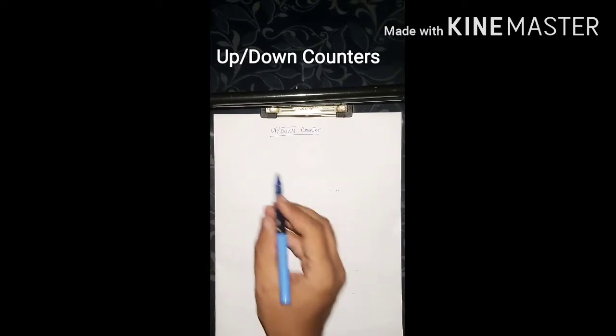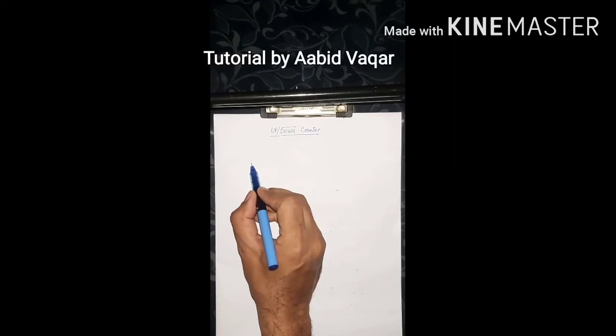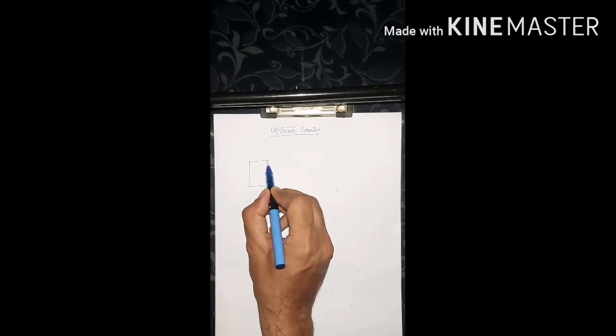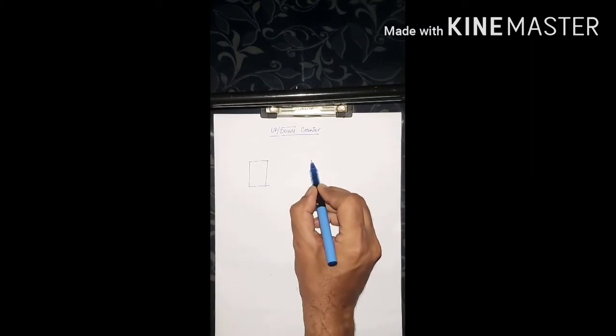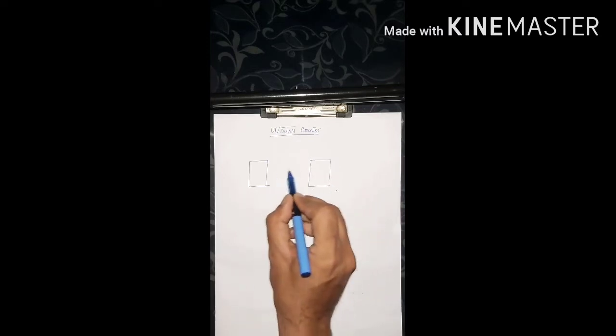Dear students, in the previous two lectures, we had studied up counter and down counter as separate devices. But what if we want both of them in a single device? We will modify the circuit in such a way that it works as an up counter when required, and when required the same circuit will act as a down counter. I'm taking a bit more space here to introduce additional circuit.